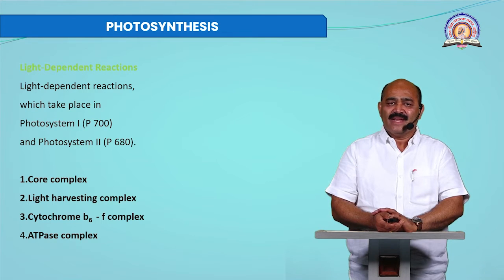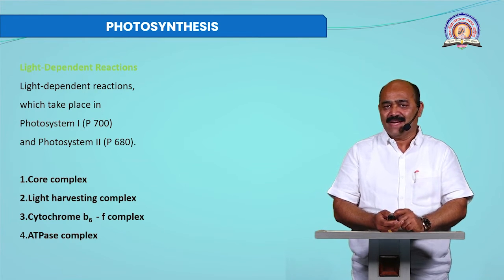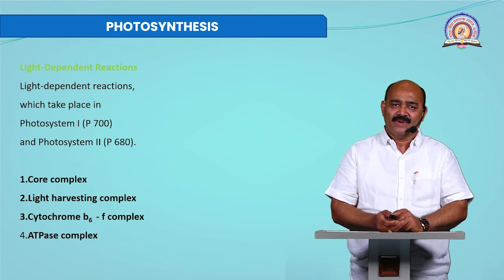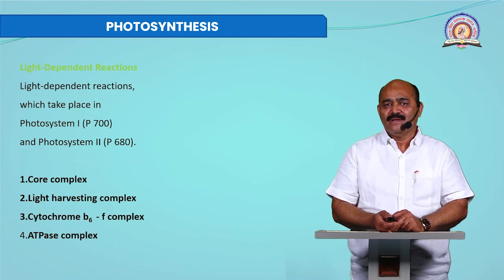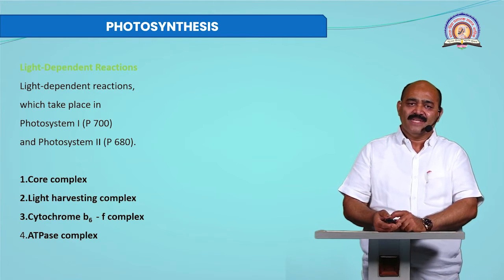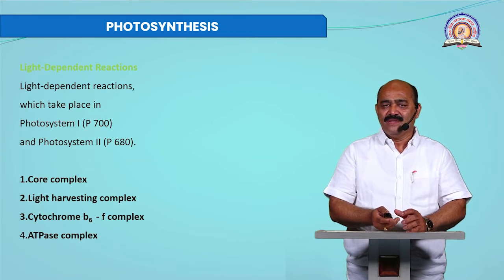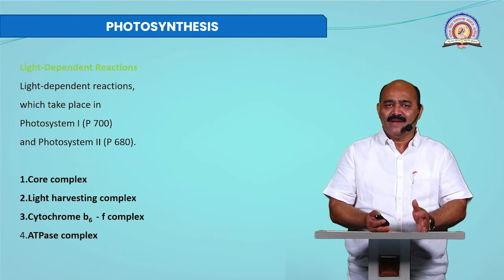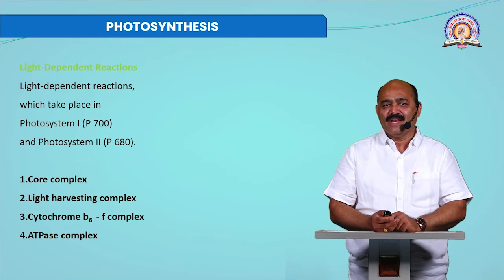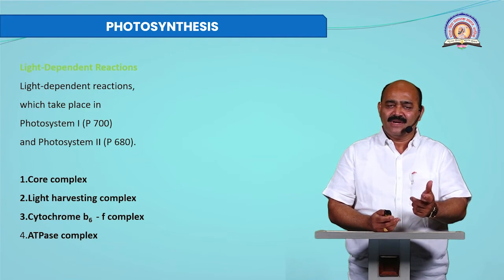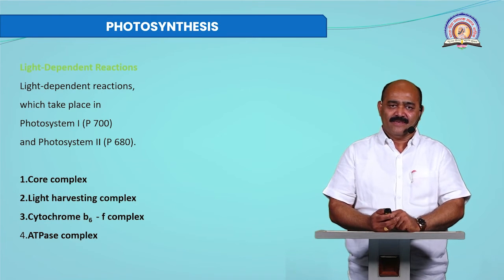The second complex is known as the light harvesting complex, also known as the antenna complex. The role of the light harvesting complex is to absorb a specific wavelength of light. That means if it is present in photosystem first, it absorbs only 700 nanometer light, and if it is present in photosystem second, it absorbs 680 nanometer from the electromagnetic spectrum. Visible light is in between 380 to 780 nanometer, right? They absorb only either 700 nanometer or 680 nanometer.